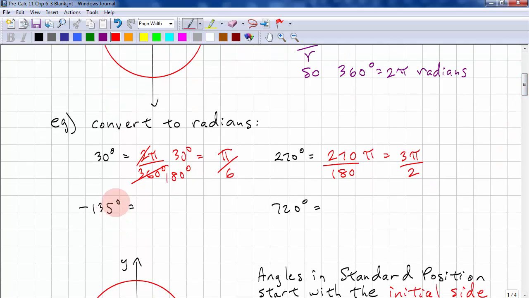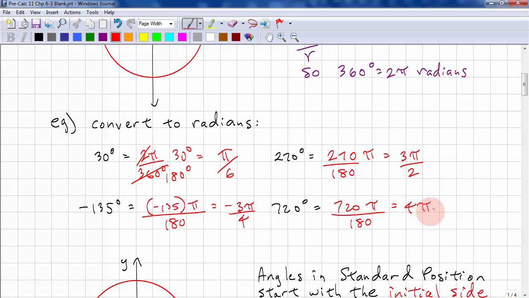We can take negative measures as well. So negative 135 pi over 180 simplifies to negative 3 pi over 4. And finally, if we have 720 pi over 180, that equals 4 pi. So that's twice around. Now, it doesn't matter whether we put the pi after the fraction or as part of the fraction, it all means the same thing.